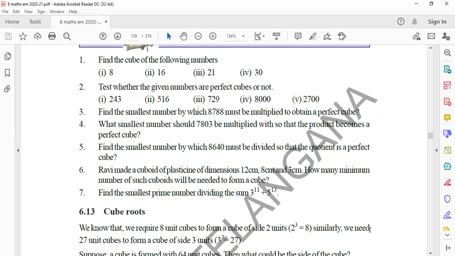So another question, 729. I think we know 729. You can take 729 and work on that. Third question, 729. I think you know it's 9 cube, but you can check it out. How do you know it is? You can take the 3 table also.